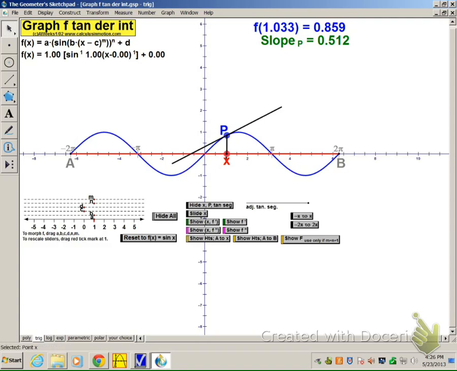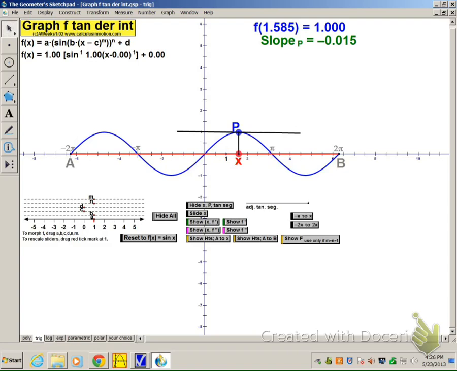But the thing I really wanted you to look at here was not only do the y values change, but also the slope at that point P changes. Notice the number right over here, the slope with that little p like a subscript, slope at p, that's what that means. That's changing. Notice that when x is right in this little area here, the slope is positive, because the tangent line has a positive slope.